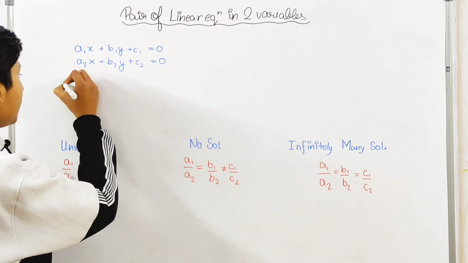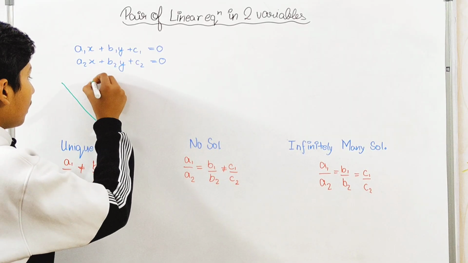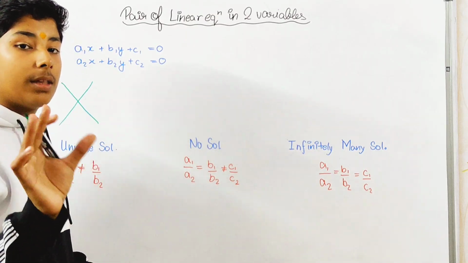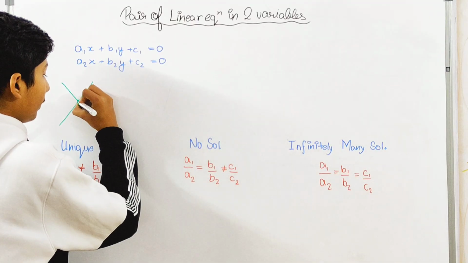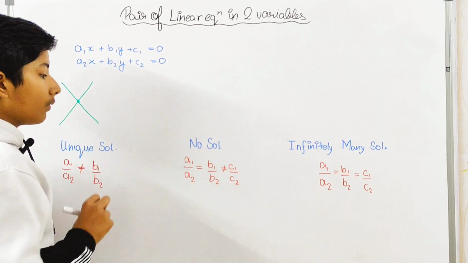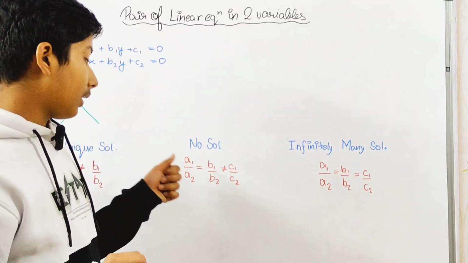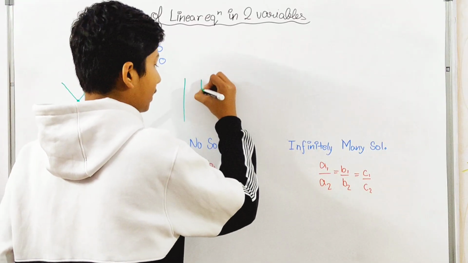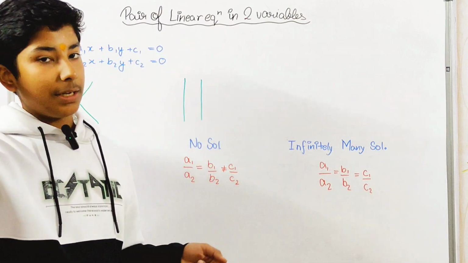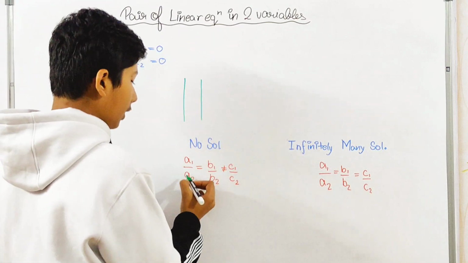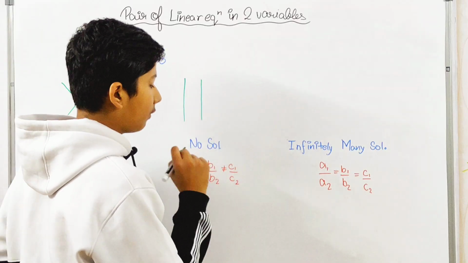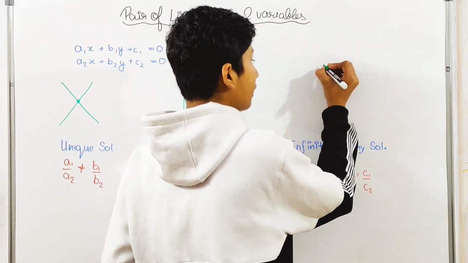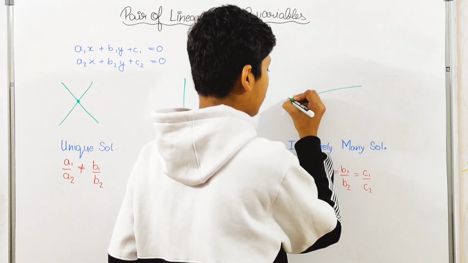It will be unique solution, and if you draw the equations' lines on the graph, then there will be only one solution, which means the lines will be intersecting. They are meeting only at one point. If it is no solution, it means the lines will be parallel to each other. If they are parallel, they will never meet each other at any point. a1 upon a2 equal to b1 upon b2 not equal to c1 upon c2. But if all ratios are equal, then the lines will be coincident.